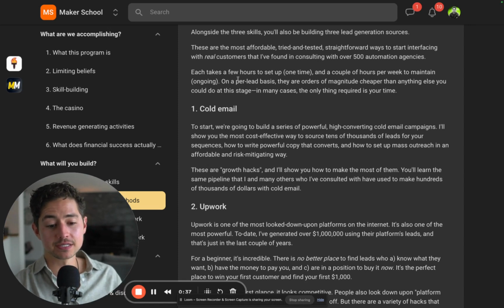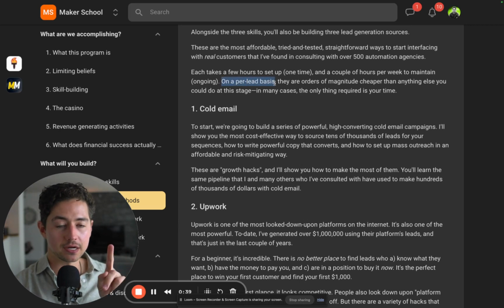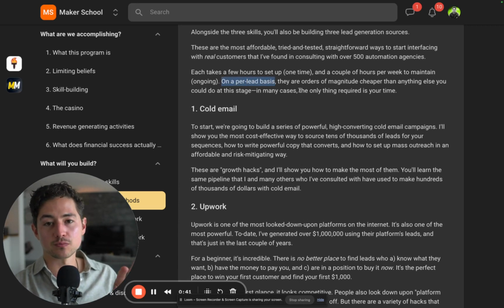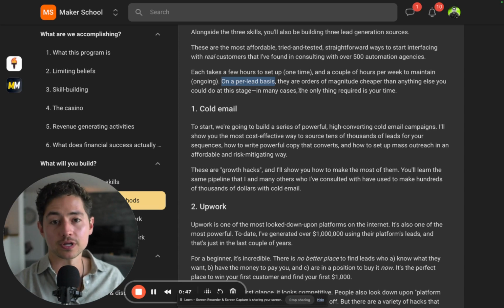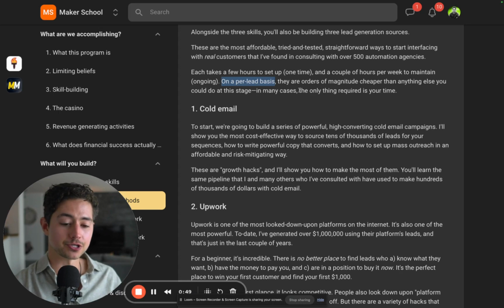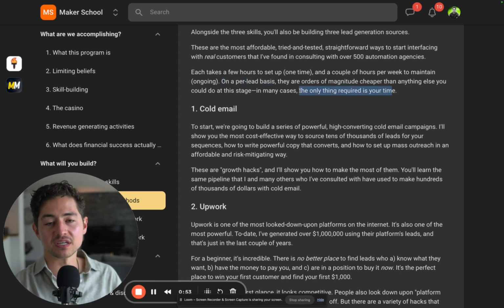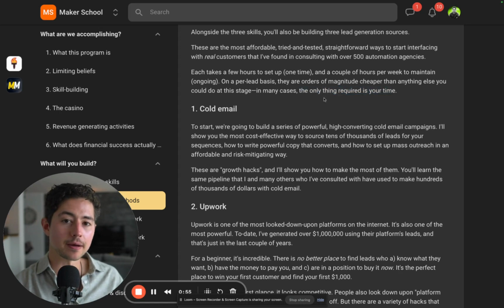On a per lead basis, so if you just break it down to how much a single lead costs, these are all orders of magnitude more affordable than anything else you could try. I know this because I've tested this multiple times, and I've also experimented with like 30 or 40 different lead generation sources in my time in automation. So the only thing that's really required in many of these cases is a few hours of your day to be able to put in the reps.